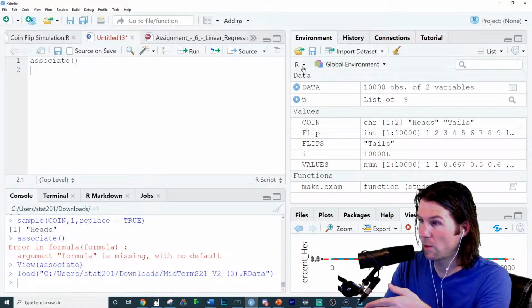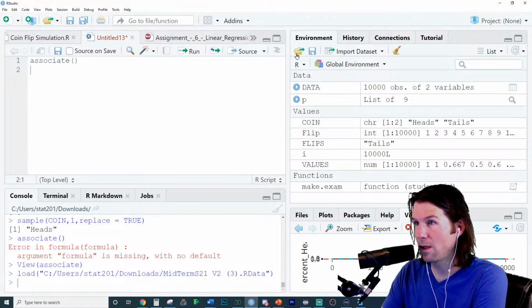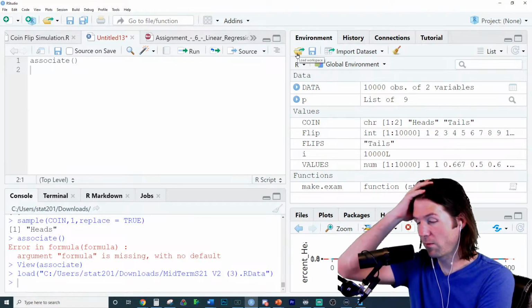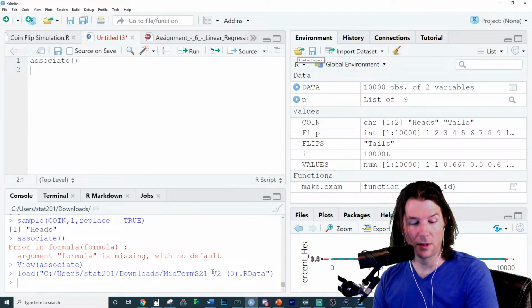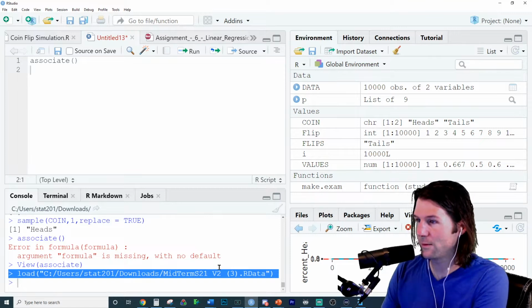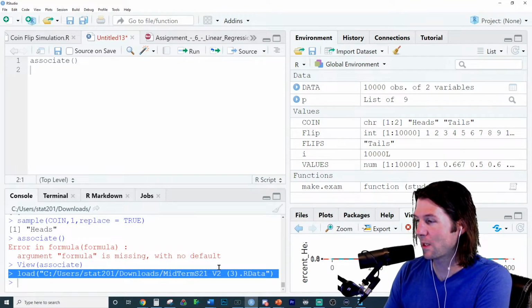Now, if your take home did not load in RStudio immediately, please go to this button right here. This is the load button for the load workspace, and that'll load the file. You could also type things in like this, but I don't want to type that in. Mine just does it by default because I've associated the file.